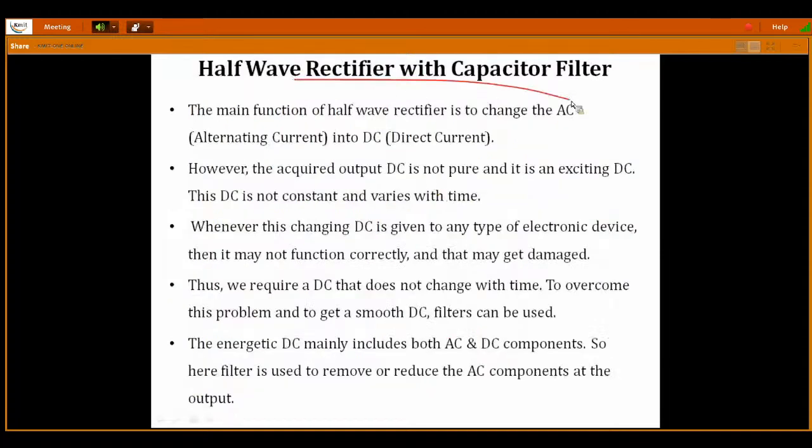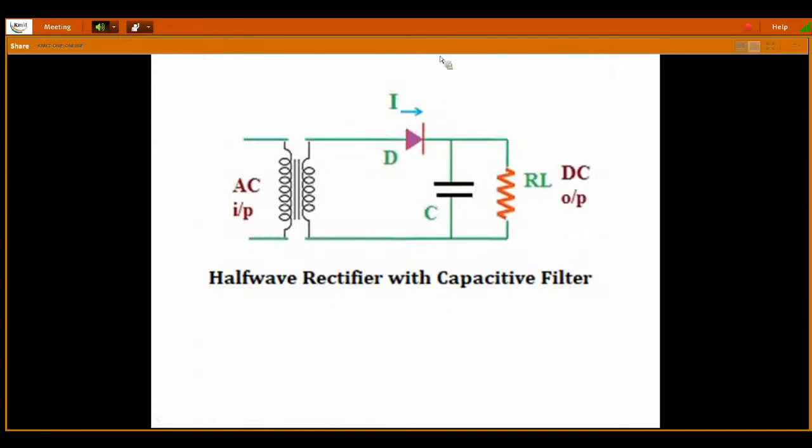Now, what is a half wave rectifier with capacitor filter? We will go into detail about the half wave rectifier and the full wave rectifier. First, I will show you the diagram, and then I'll come back to these three parts. This is a half wave rectifier. I think people already know the half wave rectifier diagram. What is a half wave rectifier? Up to this part is a half wave rectifier. One diode is there, and it will conduct only the positive half cycle.